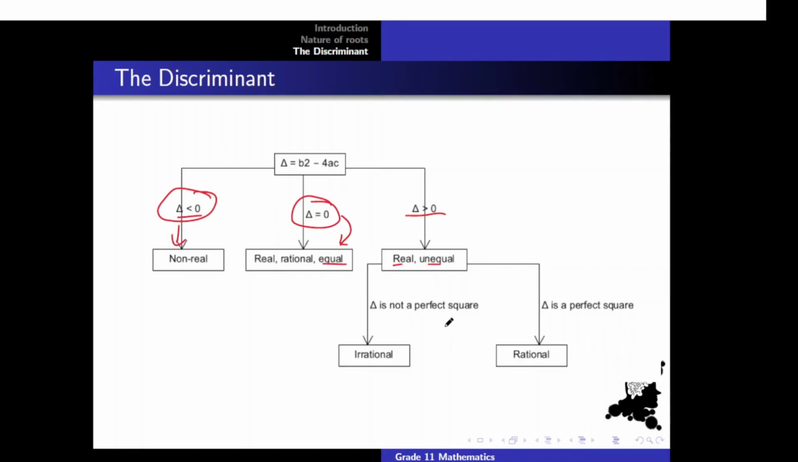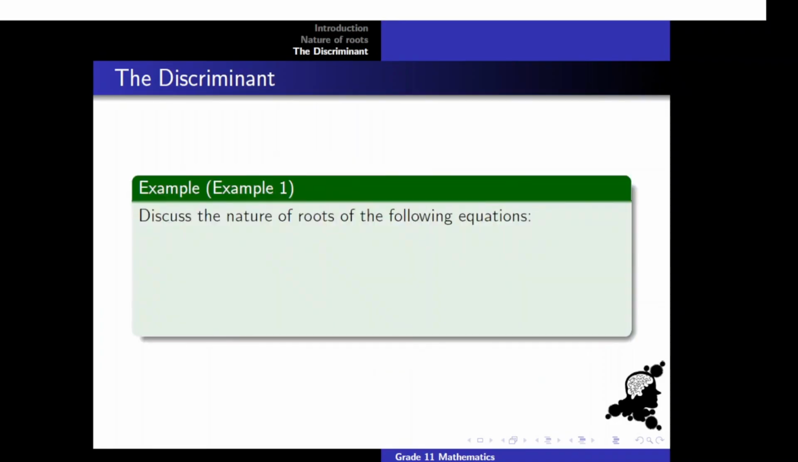If delta is not a perfect square, our roots would be real, irrational, and unequal. If delta is a perfect square, we would have real, rational, and unequal. This is a lot said. Let's actually get into some examples and talk about how to apply the nature of roots.